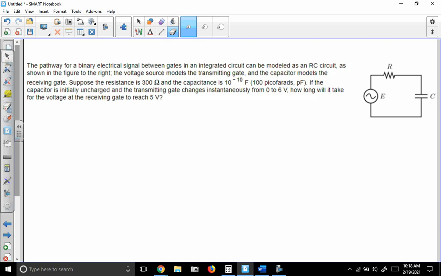Another problem we want to look at in this section, this is actually out of section 3.5, and this is what's known as an RC circuit. So in an RC circuit, you have a resistor and a capacitor. And we're going to have some voltage source. A lot of times that voltage source is a battery or something.